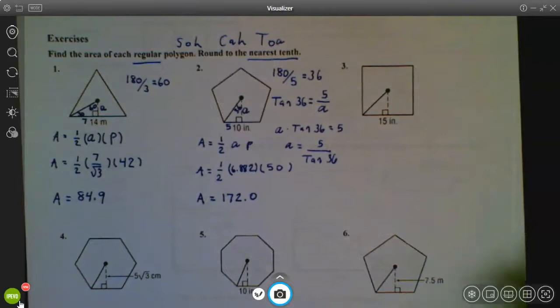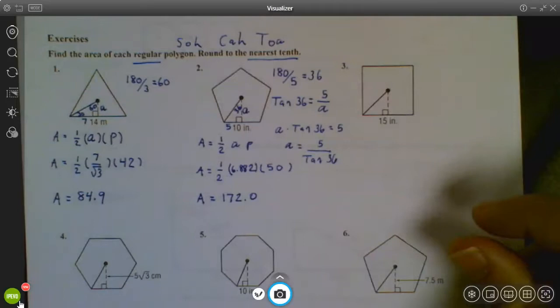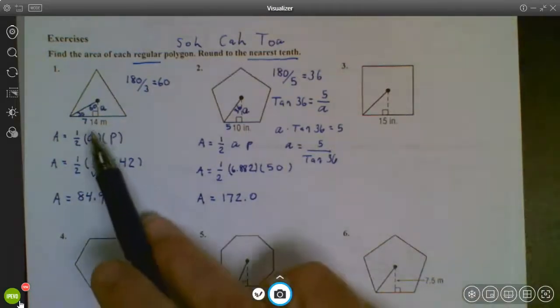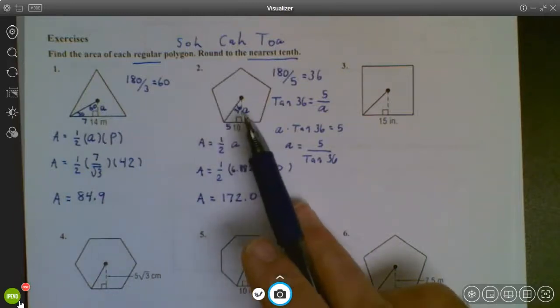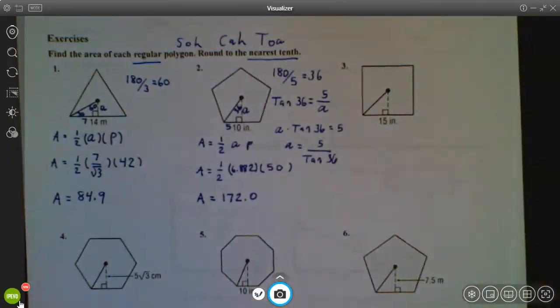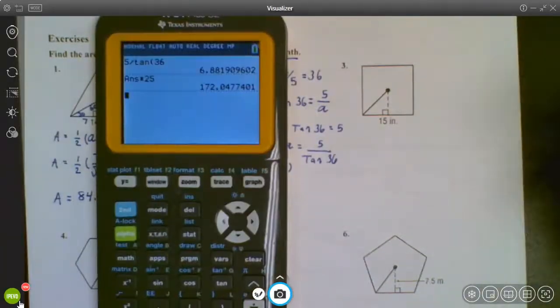And there we go. So guys, these are really the two main types of problems we're going to get for this whole section, right? One is where you have to deal with a special right triangle. The other is where you have to deal with SOHCAHTOA. So let's go on to another one for practice here. Let's look at the square.